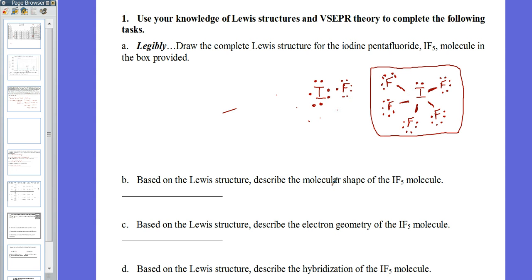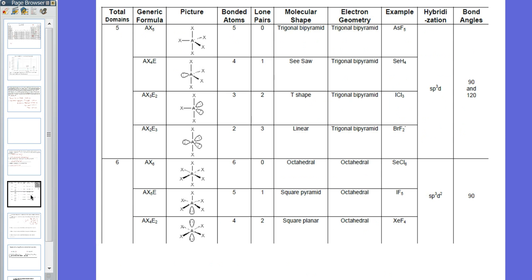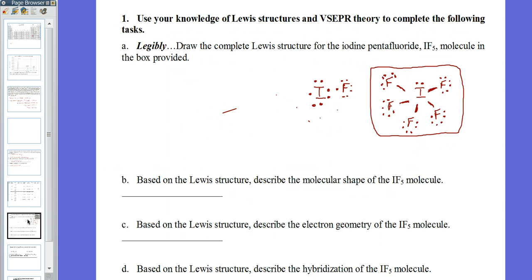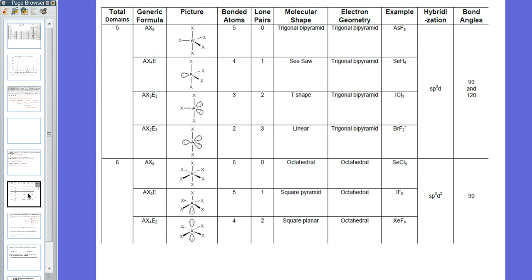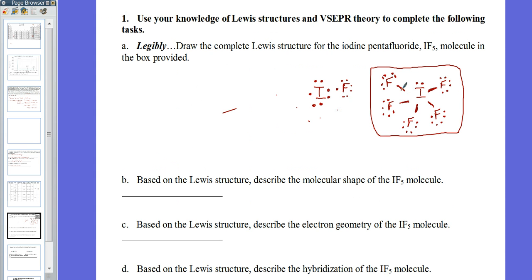Alright, based on the Lewis structure, describe the molecular shape. Unless you have a fantastic memory, this requires you to look at your reference materials. This was a VSEPR, the valence shell electron pair repulsion theory sheet, that I told you could use as a reference material. Now you're going to look around your atom at the domains and see how many there are. You probably already know there are 6, but we just count the domains. There's 1, 2, 3, 4, 5, and the lone pairs count. So that's 6 domains.